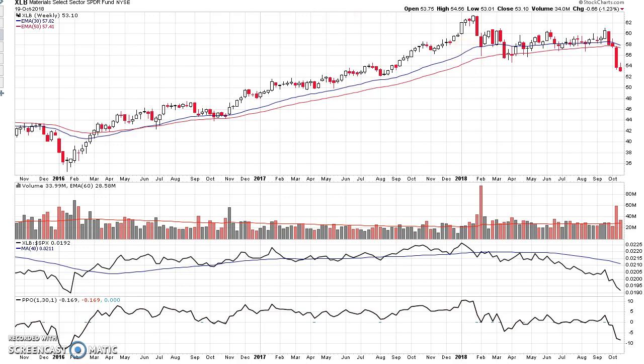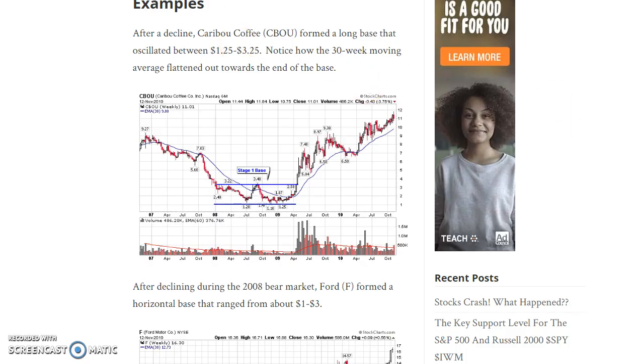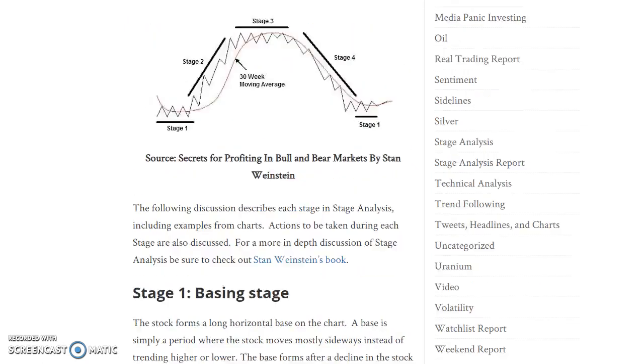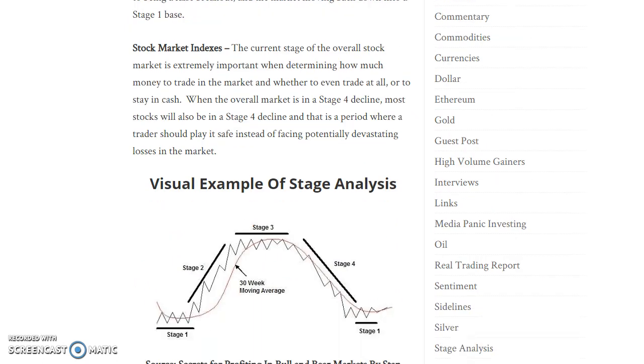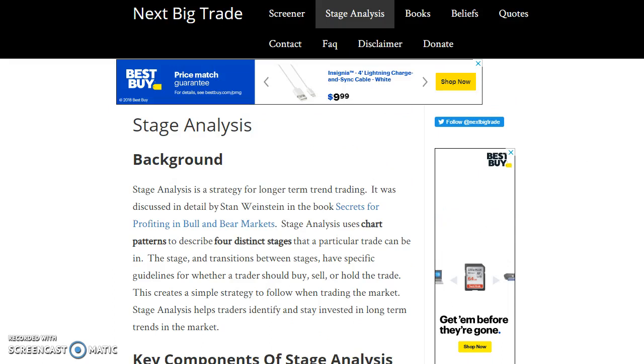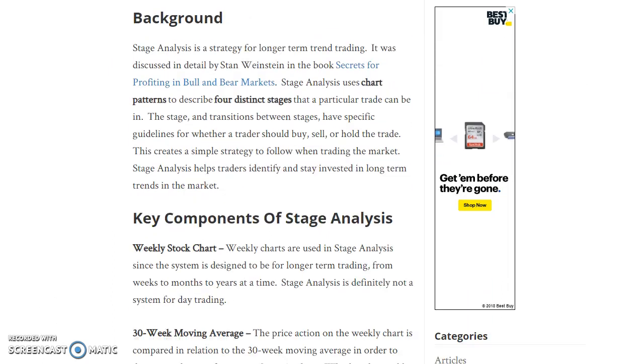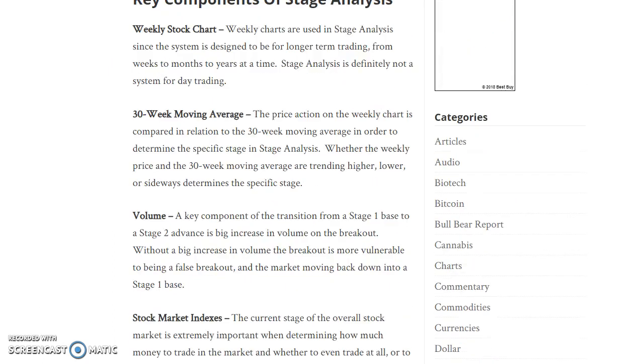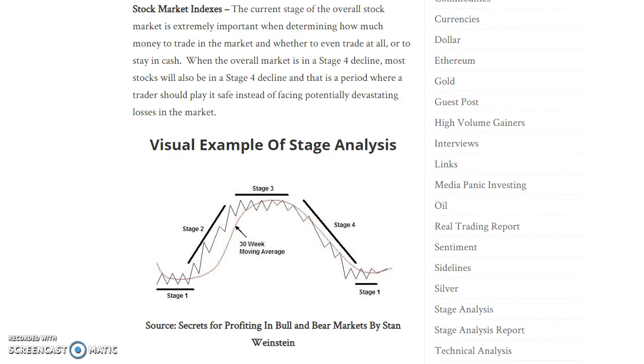And going back to the stage analysis page, again, the most important thing to your long-term success as a trader is to avoid these big declines. So I would definitely recommend, if you haven't read my stage analysis page, to check that out. And if you haven't read Stan Weinstein's book yet, now is a great time to do it, because this material is critical to really being successful in the stock market.